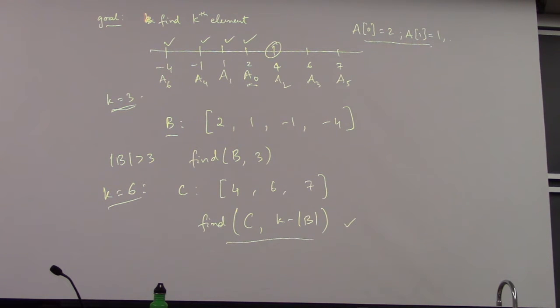So I just wanted to avoid writing the formal algorithm, but this is the formal algorithm. You just form the sets B and C. If k is bigger than the size of B, then you find in C, and if k is smaller, you find in B. So this is a simple algorithm. Everybody clear how to do this?